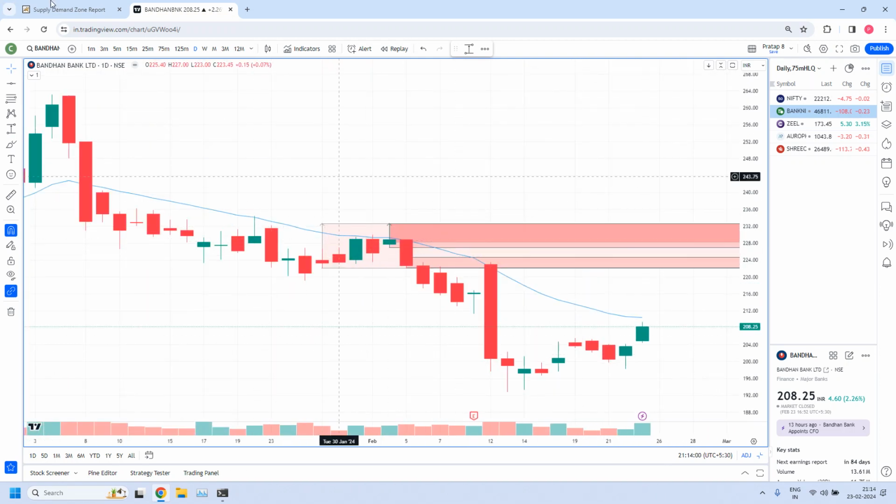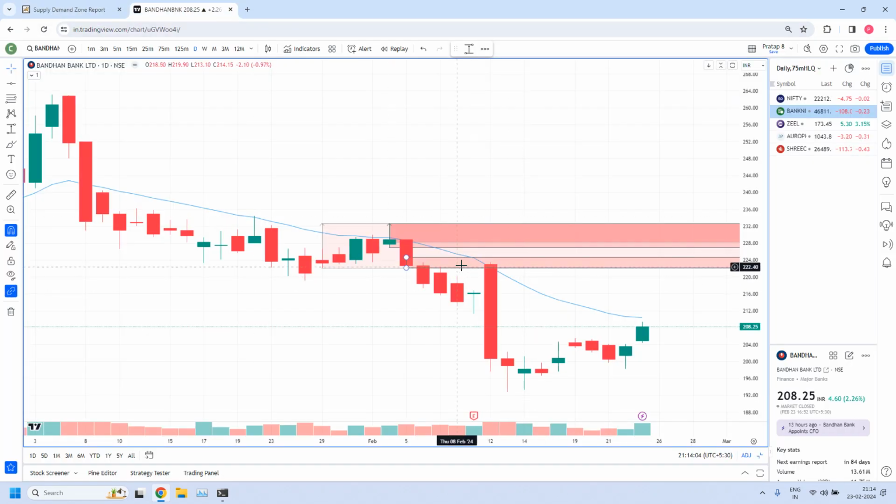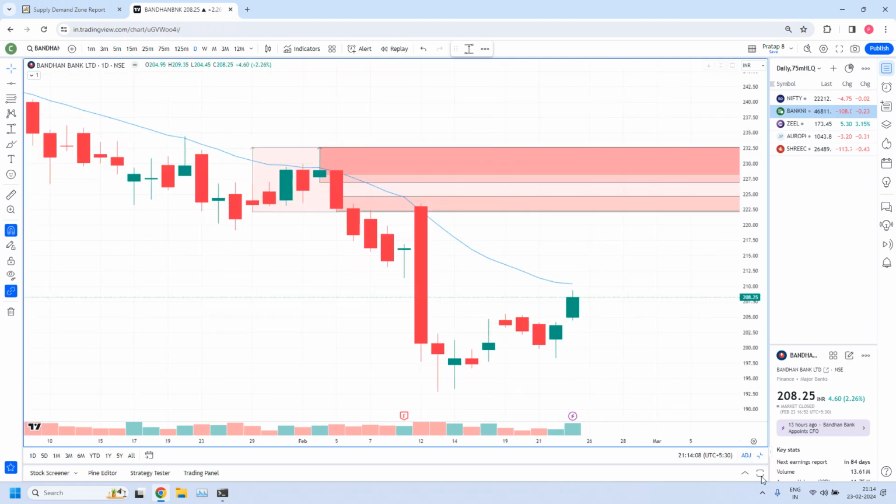If the daily trend is also down, is the daily trend down? That you have to check. If the daily trend is also down, then you can consider this price overextension is complete.